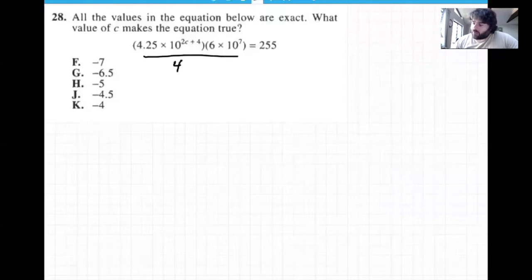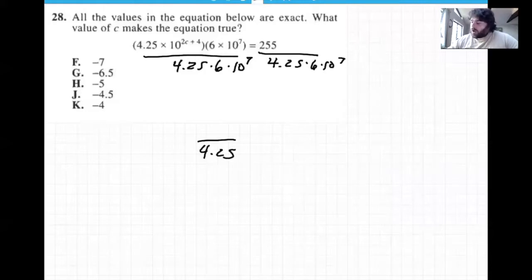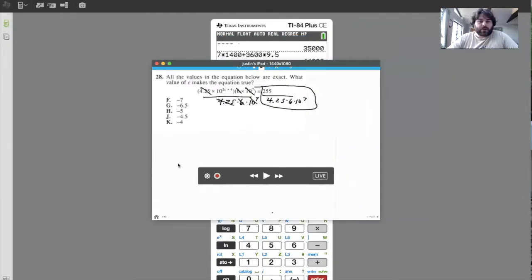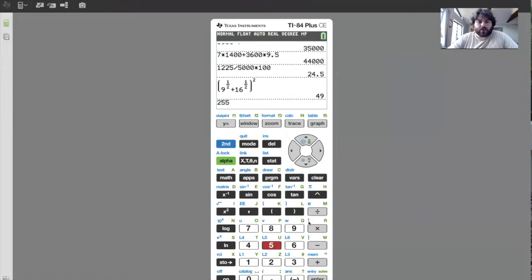So I'm going to divide by 4.25, and I'm going to divide by 6, and I'm going to divide by 10 to the 7th on both sides, okay? Now this might look a little funky. You could just divide it by 4.25 and then divide it, but I'm doing it all at once. Either way, the 4.25 is going to cancel, the 6 is going to cancel, the 10 to the 7 is going to cancel. So I can just use my calculator here and type in 255 divided by, now I'm going to use parentheses. Actually, I don't need parentheses, but I'm going to do it anyway. 4.25 times 6 times 10 to the power of 7.